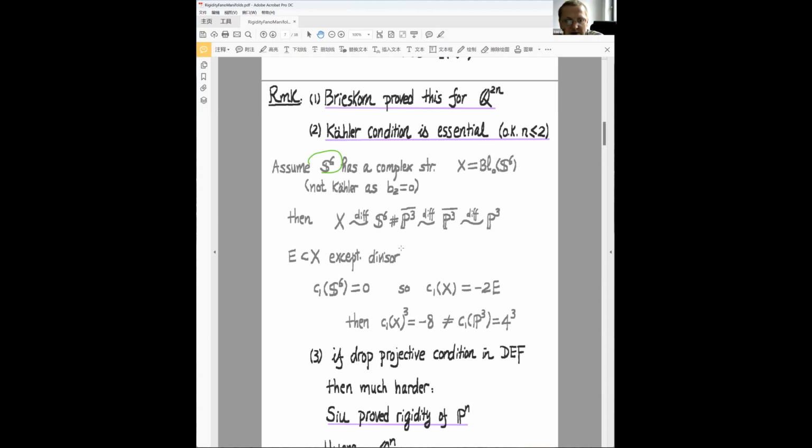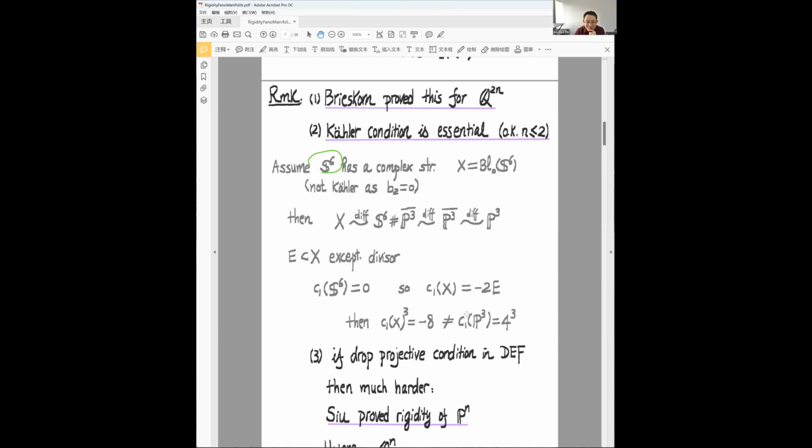But is it related? Can it be a deformation of P3? I think you ask a question about deformations. So does it fit into some deformation family? Chern classes, you mean, are stable under deformation? Of course not. So X cannot be obtained as a deformation of P3. Chern classes are stable under deformation. Okay.